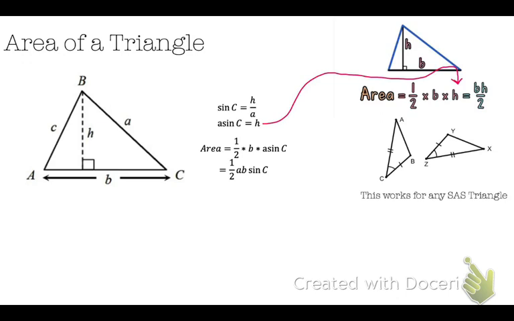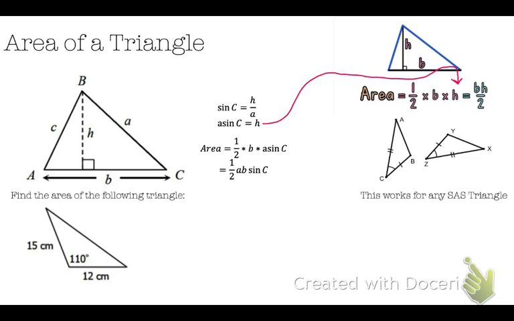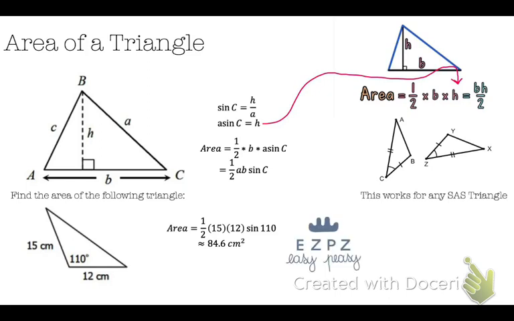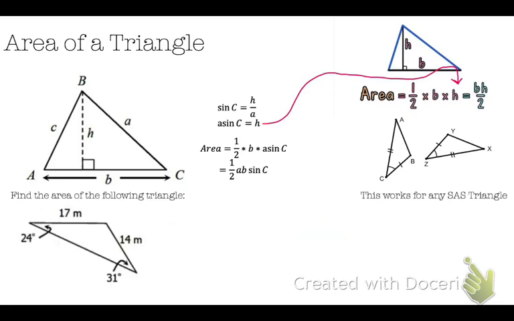This works on any side-angle-side triangle. It has to be side-angle-side because you have to have those two sides and the angle between them. So if we want to find the area of this triangle, well, this is a side-angle-side triangle, so it's easy for us. This would just be 1/2 times 15 times 12 times sine of 110, which is approximately 84.6 centimeters squared. Easy peasy.